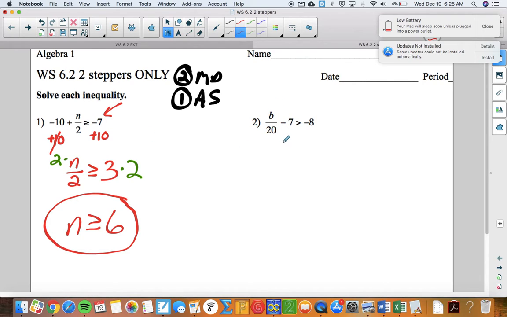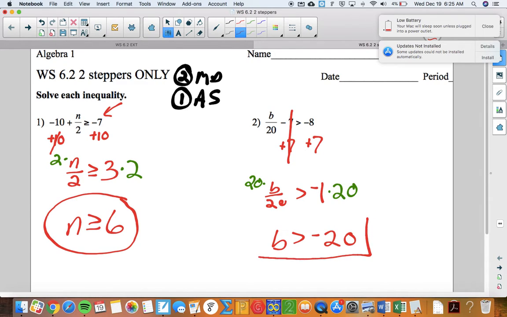Number 2, to undo subtracting 7, we add 7. That makes 0 on the left side. Now we have b divided by 20 is greater than negative 1. So then we multiply by 20 to undo dividing by 20. Again, I'm multiplying each side by a positive number, so I do not flip the inequality symbol. All numbers greater than negative 20 are solutions.